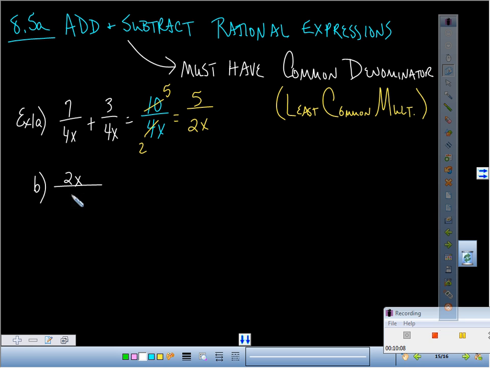2x over x plus 6 minus 5 over x plus 6. Okay, so this is a subtraction problem. Guys, we're going to fix our subtraction problems every time. What do I mean by that? What are we going to do? Yeah, we're going to change it to an addition problem. And how can I do that? What do I have to do?